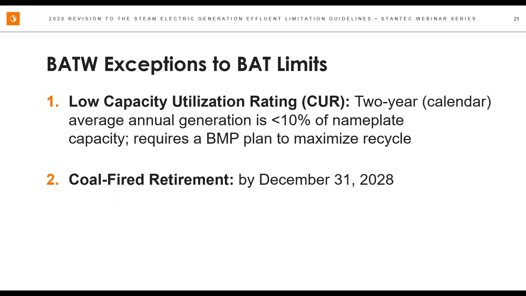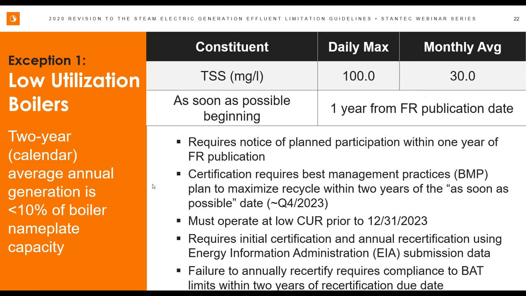So we have bottom ash exceptions also. The first one, very similar to what we had for FGD wastewater, is low capacity utilization rating. That's where that CUR term comes in. That's that 2 year, maybe 24 months to be determined, annual generation of less than 10% of your nameplate capacity, and requires the best management practices plan to maximize your recycle. The other exception is if you're going to retire your unit from coal firing, or you're going to cease coal firing by December of 28.